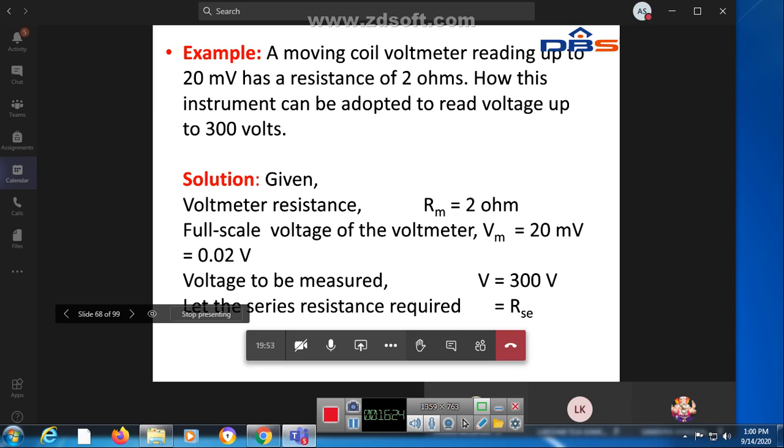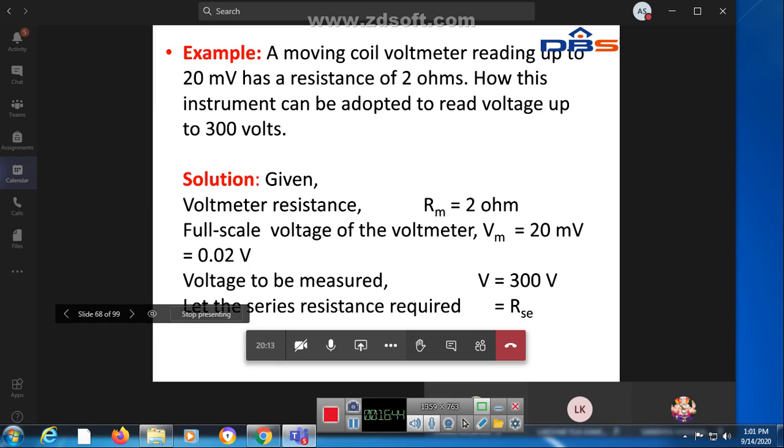Okay, so here you have to find out 300 volts. See, the voltmeter resistance Rm equals 2 ohms, and the full scale voltage of the voltmeter Vm equals 20 millivolts will be given. This 20 millivolts will be converted into volts, so here you can write 0.02 volts. The voltage to be measured is 300 volts.